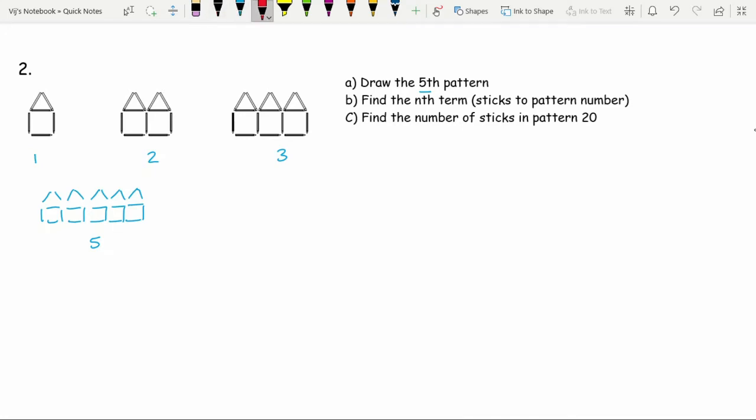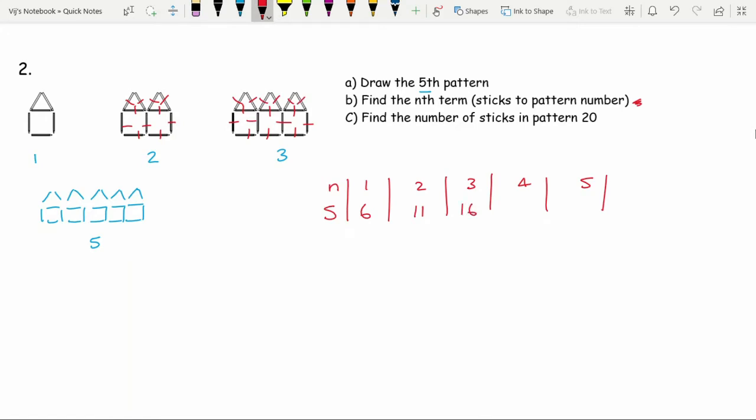So for B, which I'm going to do in a different colour, we're going to set up our table. I've got the pattern number, which I'm going to call n. So I've got 1, 2, 3, and 4, which we've not got, but 5 I have got, and I've got S, which is the number of sticks. In pattern number 1 I've got 6 sticks. For pattern number 2 I've got 1, 2, 3, 4, 5, 6, 7, 8, 9, 10, 11. For pattern number 3 I've got 1, 2, 3, 4, 5, 6, 7, 8, 9, 10, 11, 12, 13, 14, 15, 16.